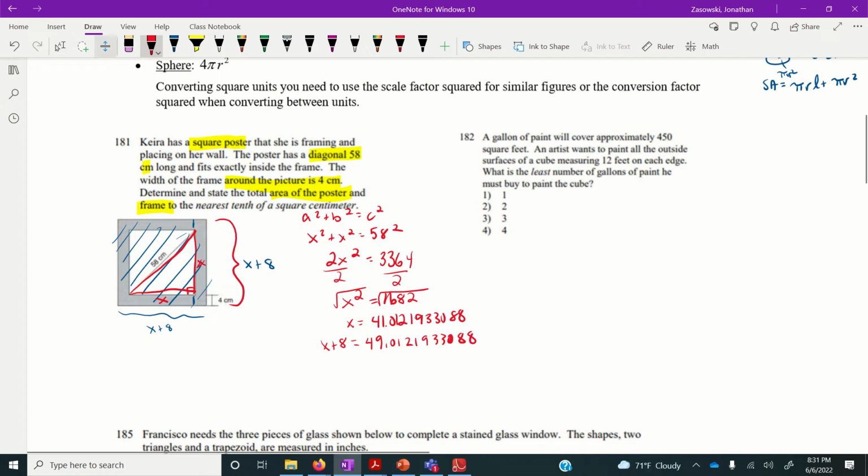So when you're doing this, if you just need to write the formula for the area, you can just do x times x. And since we've called x that, I just finished that, we're just going to multiply that together. So the area is equal to x plus 8 times x plus 8. Okay, we could just write that, or we can just put this number here, 49.01219333088 squared.